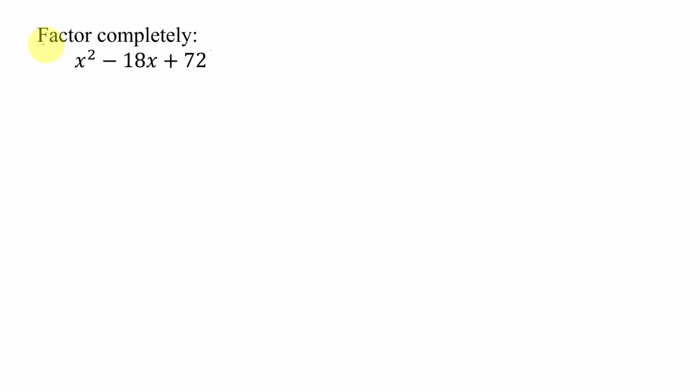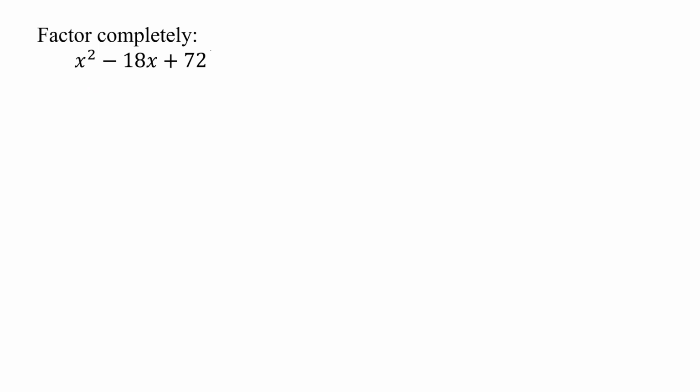In this example, I need to factor completely the trinomial x squared minus 18x plus 72. Well, what's the first thing we do with every single factoring problem? We look to see, is there a GCF, or greatest common factor, between all three terms? Since the coefficient of the x squared is a 1, there's no numerical common factor. Not every term has an x, so this problem has no greatest common factor.